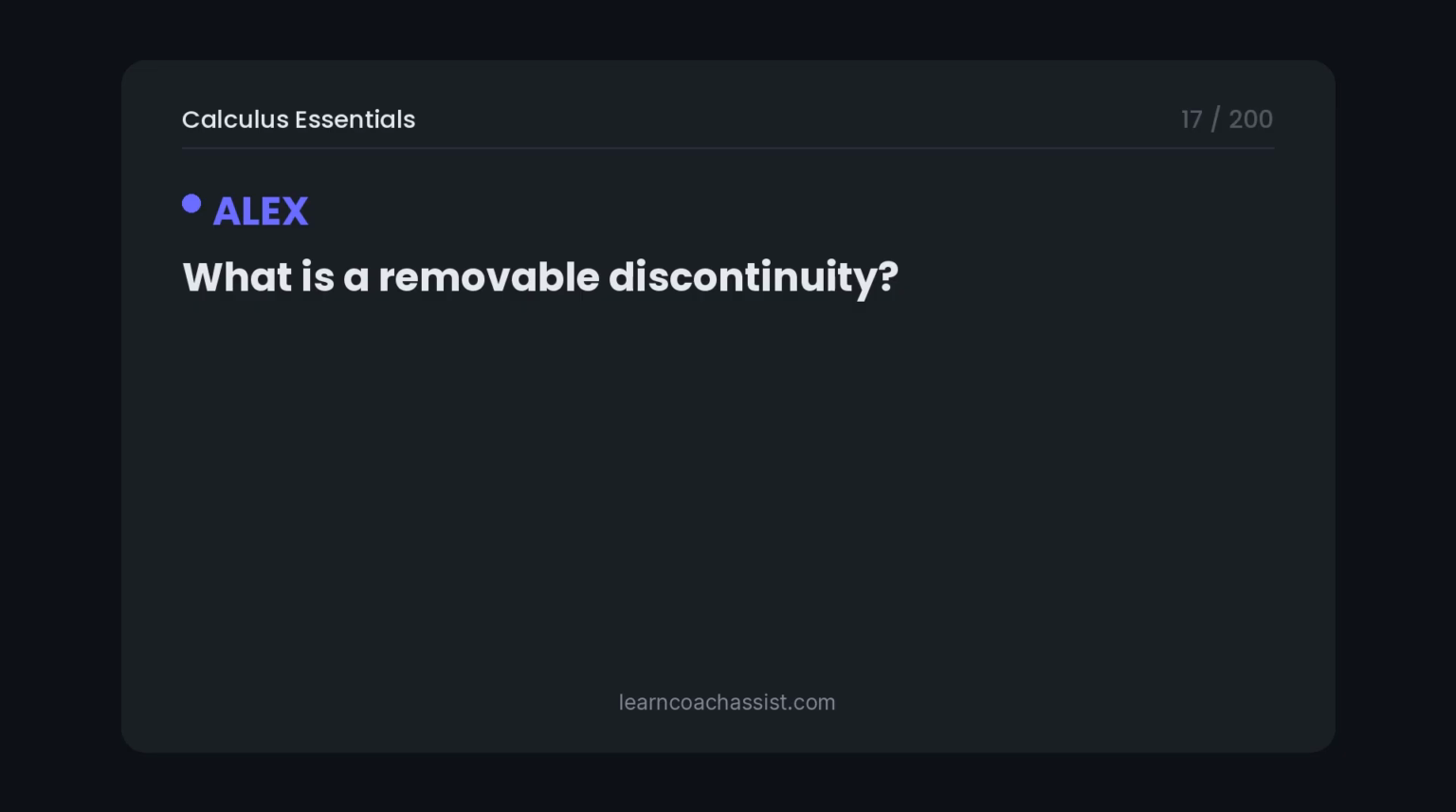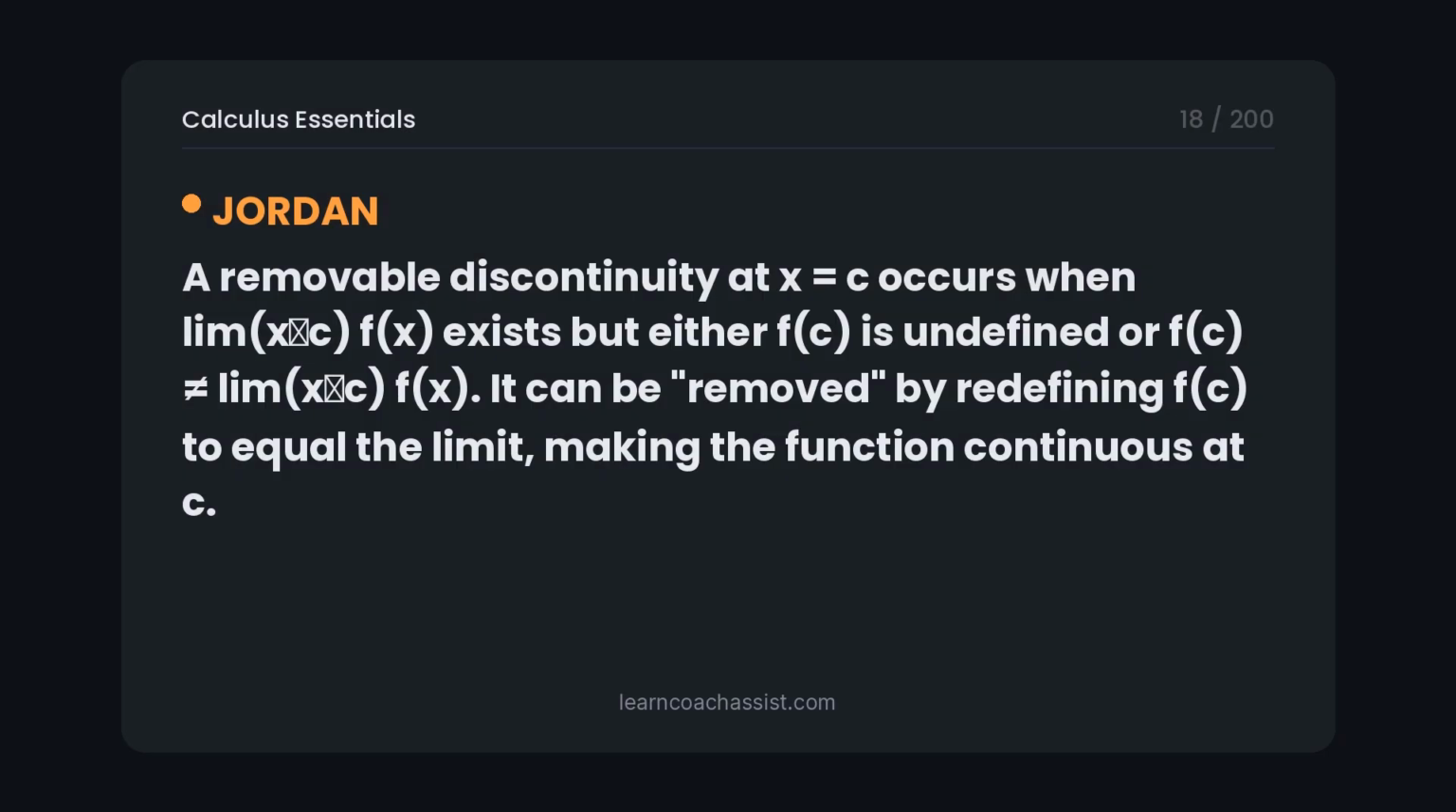What is a removable discontinuity? A removable discontinuity at x equals c occurs when lim x→c f(x) exists but either f(c) is undefined or f(c) is not equal to lim x→c f(x). It can be removed by redefining f(c) to equal the limit, making the function continuous at c.